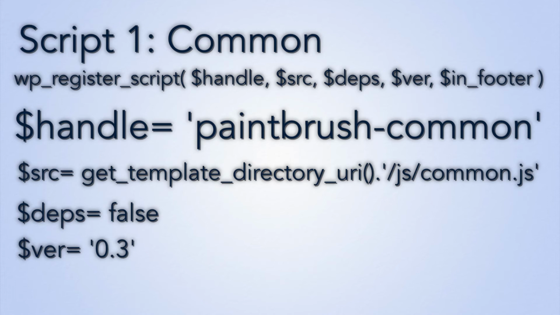And then the last parameter, which we're going to set to false, is in footer. And basically this says, do we want to load this script in the footer rather than the head section? The reason we'd want to load it in the footer is to decrease our page load time. But we need to keep this in the head because it actually deals with rendering the page. So we need to load these before the page is actually rendered so the filters will be applied in a timely manner. Then we need to go ahead and register our second script.